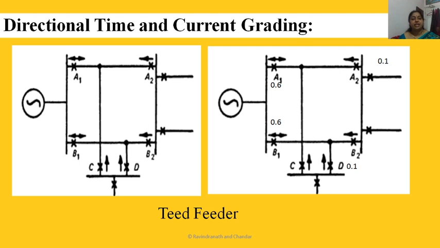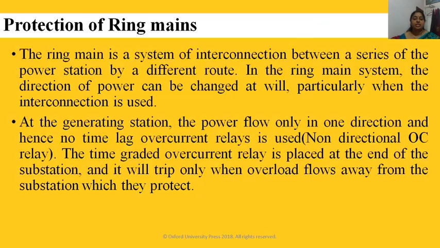Directional time and current grading of the feeder. Again, at the sending end we have a non-directional relay, at the receiving end we have directional relays. Non-directional relays are less costly than directional relays. Time grading at the receiving end is 0.1, while at the sending end the time delay is again 0.6, so this will be 0.6. As this is at the same voltage, this will be 0.1, this will be 0.1, this will be 0.1, this will be 0.1.